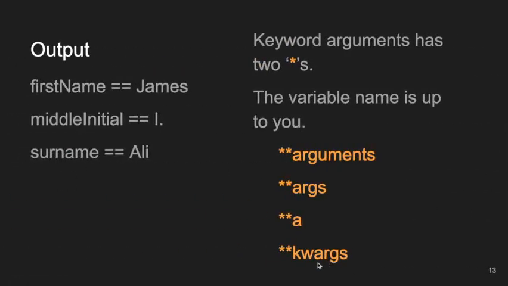All right, so you put double star so that your function knows that it's keyword arguments you're using, but the name doesn't matter. It can be kwargs, it can be a, it can be args, it can be argument, it can be any other name, so it does not matter.